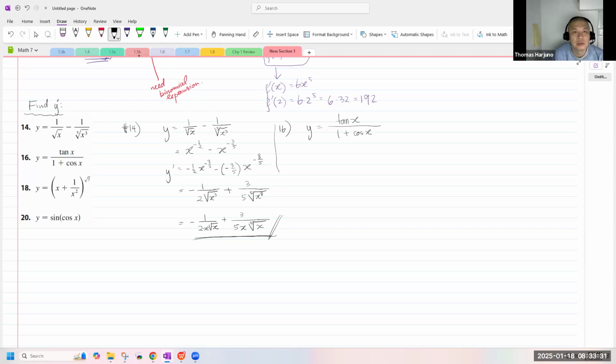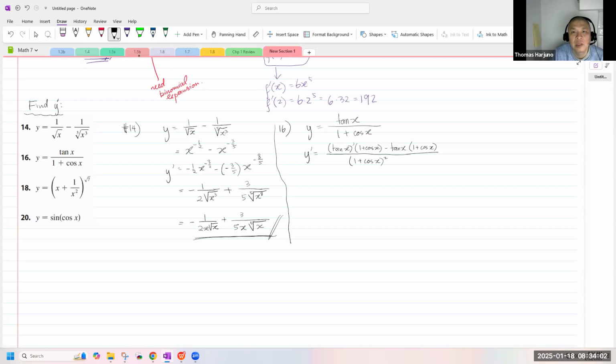It's a quotient. No way for me to simplify. So let me use the quotient rule then. So y prime equals, on the denominator, (1 plus cosine x) squared. On the numerator, let me rewrite that first: tangent x prime times 1 plus cosine x, minus tangent x times the derivative of 1 plus cosine x.